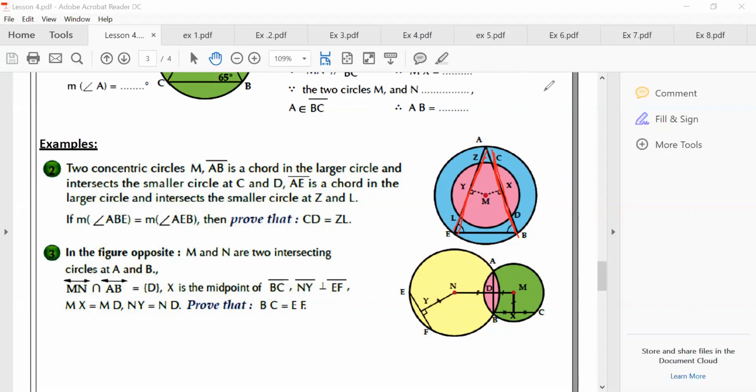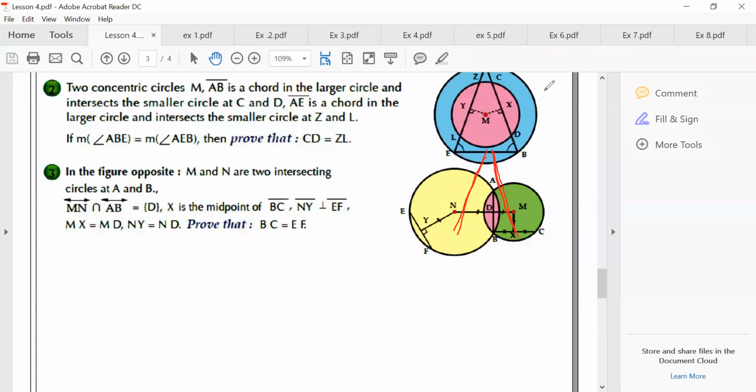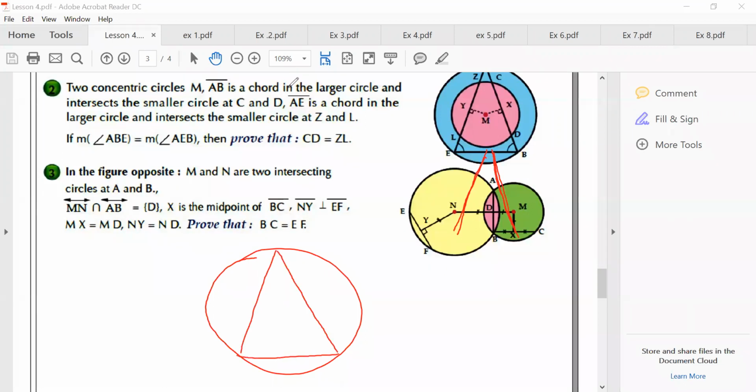ZL, yes. So I will talk about the big one first. If I draw the big one outside, AE is in the big circle. Here I have drawn MX and here MY. And here measure B, E, and A. He told me that measure B equals measure E. Then what? If B equals E, then AE equals AB.